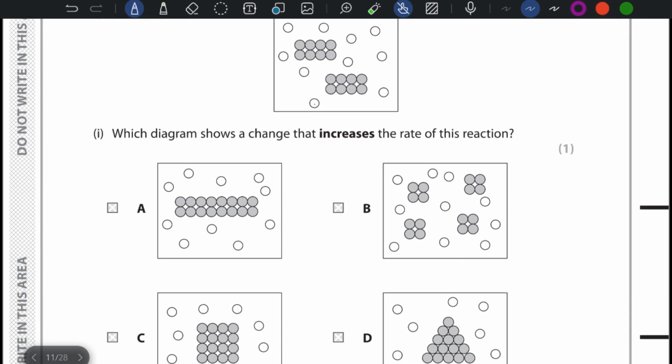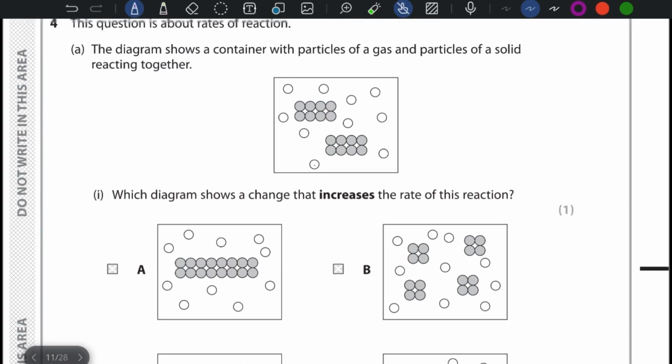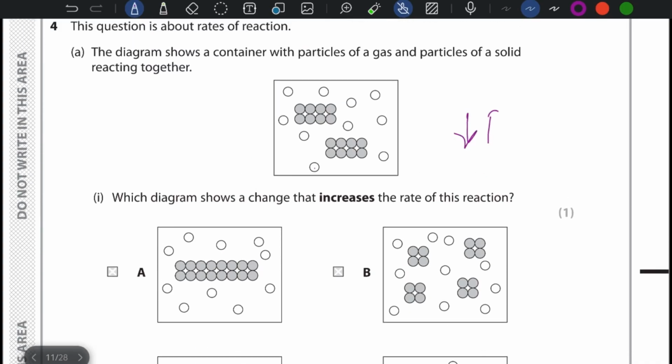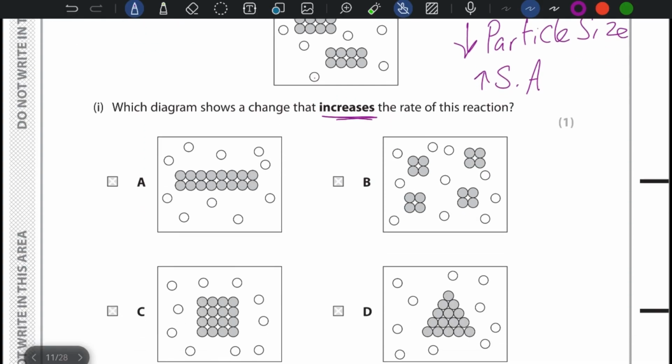Changed to what? Changed by changing particle size and surface area. Decreasing particle size and increasing surface area, both of them related to each other. By decreasing particle size, you increase surface area. This increases the rate of reaction. Decreasing particle size and increasing surface area exists in choice B.